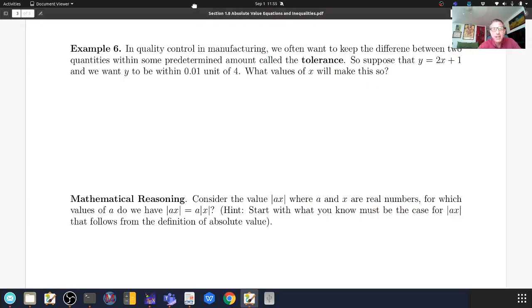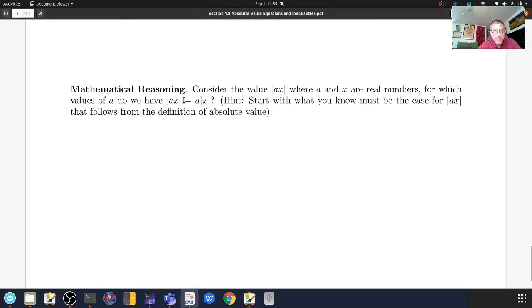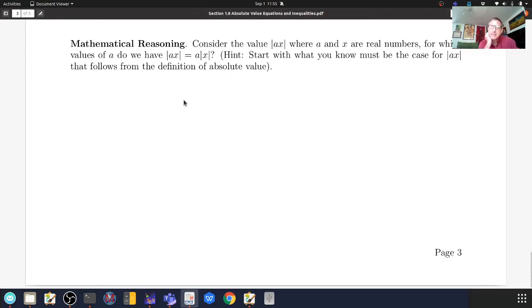one last question. We have mathematical reasoning. So I want you to consider, let A be any real number, and consider the value of A times X, where A and X are real numbers. So here's my question I'm posing to you. For which values of A do we have the absolute value of A times X is equal to A times the absolute value of X?